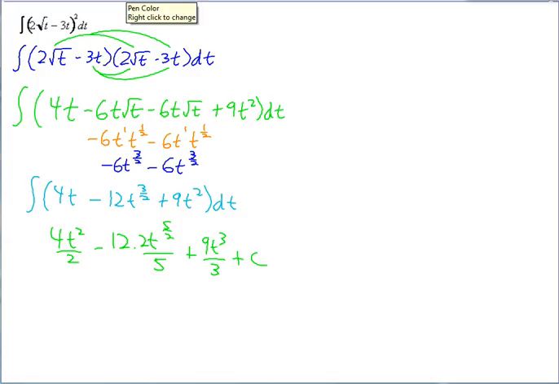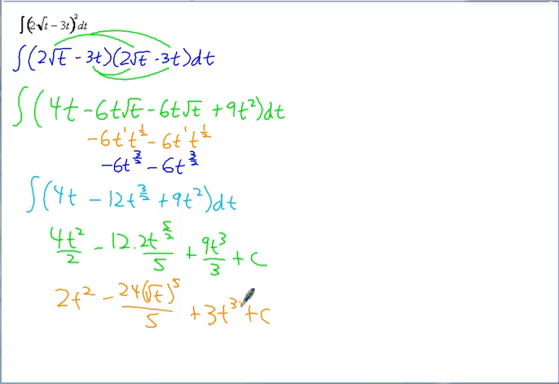And finally, let's simplify and get rid of any negative exponents. So here the 4 divided by 2 is just 2, so that's 2t squared. And then minus 24, and in radical form, that's the square root of t to the 5th over 5. Plus here, 9 divided by 3 is 3, so 3t cubed plus C. And that concludes the notes for AP Calculus on the topic of basic integration rules.